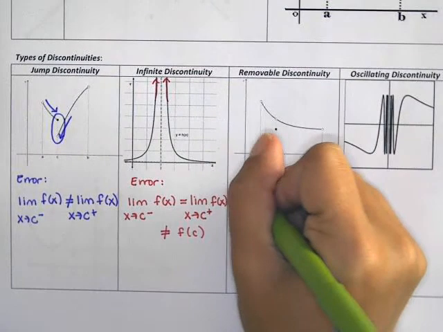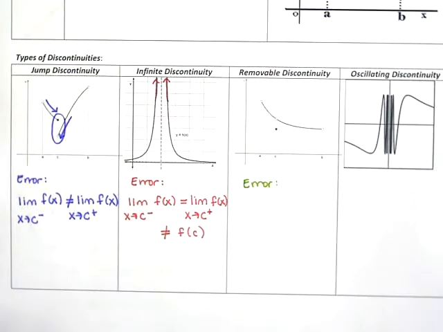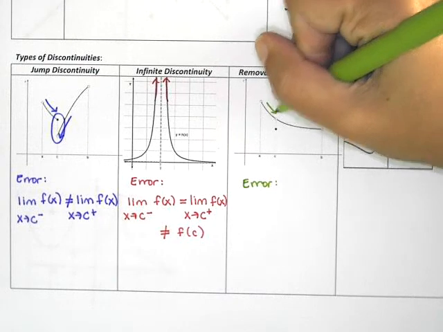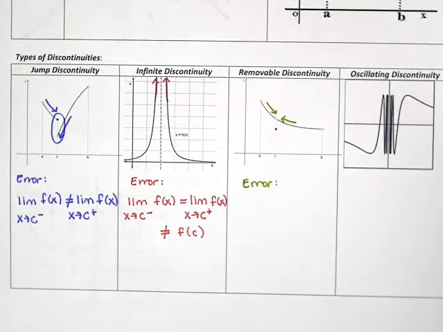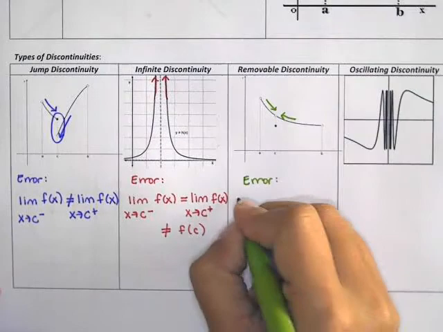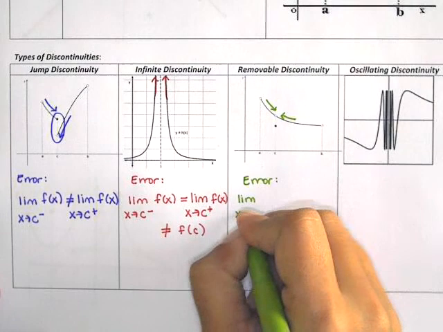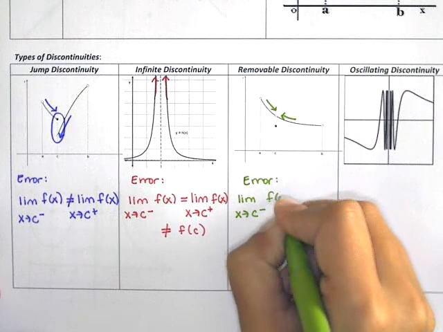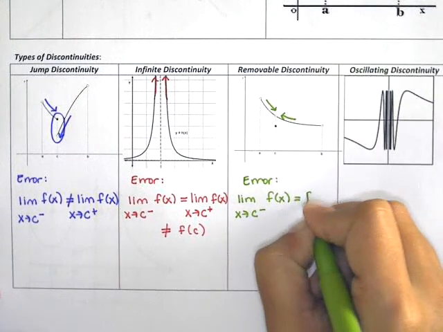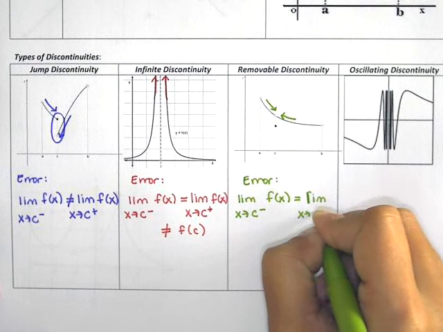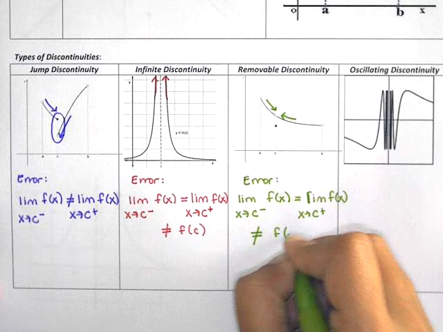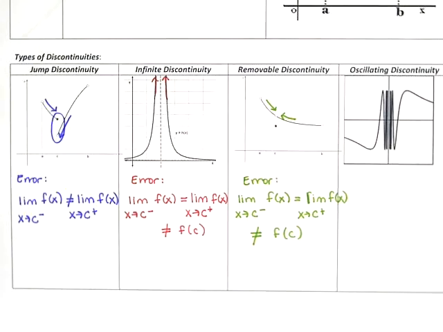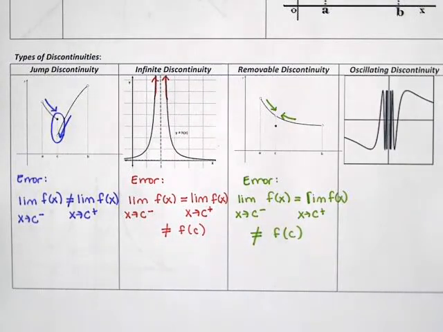Now the error here would be, let's see, the limit from the left and the limit from the right agree. They're pointed to the same spot. However, the closed circle is somewhere else. So the error here would be that the limit as x approaches c from the left, which agrees with the limit as x approaches c from the right of f of x, does not equal the function value. The limits agree, but the function value is in a different spot.